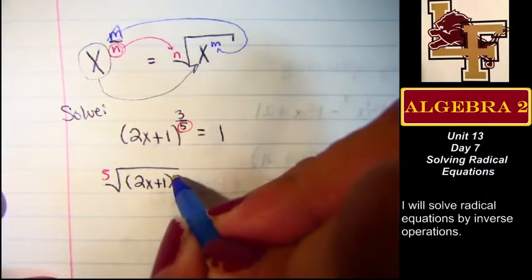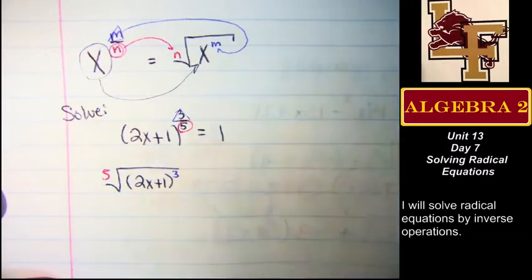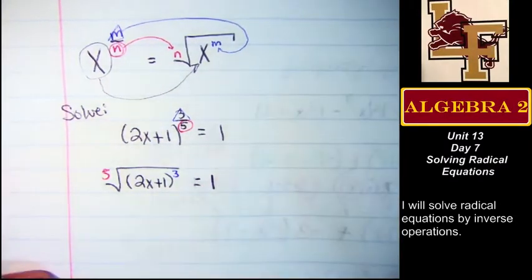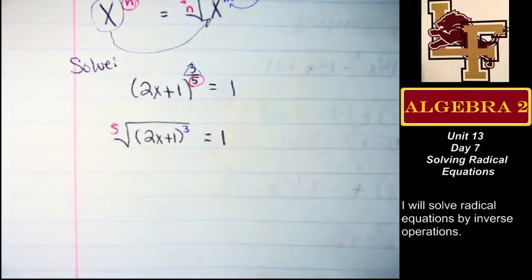What's the power of my radicand? 3. The numerator, always the numerator. And now we're back into the realm of what's simple to think about. How do you undo a 5th root? 5th power.